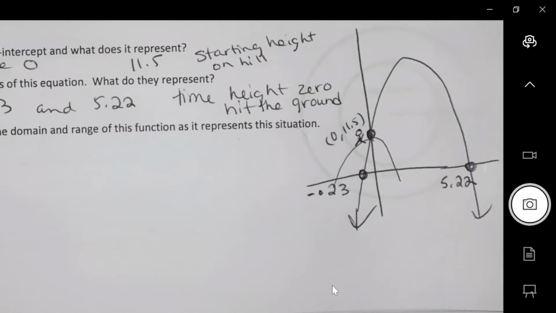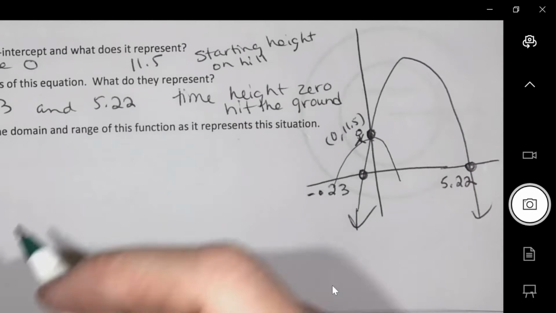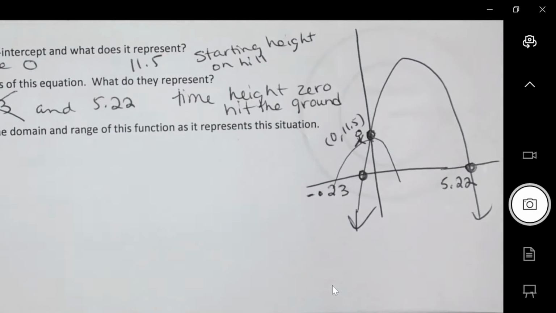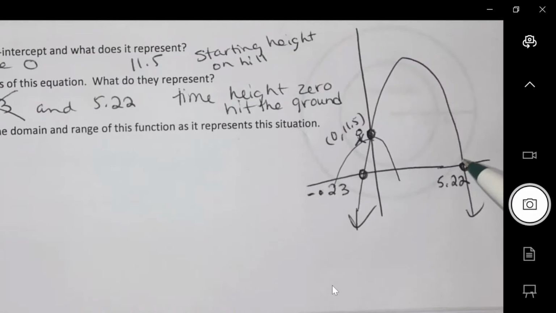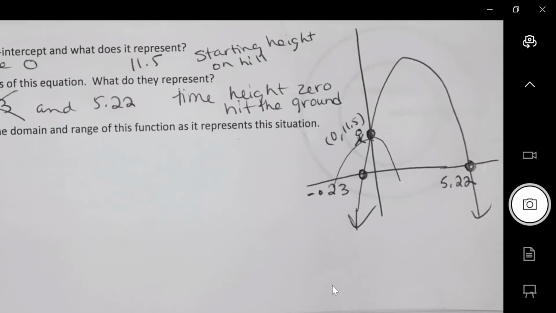So what do you think about the time of negative 0.23 seconds? That does not even make sense. So it takes 5.22 seconds for the ball to go from hitting it up in the air and then hitting the ground.